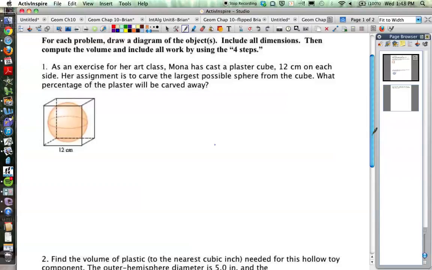As an exercise for her art class, Mona has cast a plaster cube, 12 centimeters on each side. Her assignment is to carve the largest possible sphere from the cube. What percentage of the plaster will be carved away?